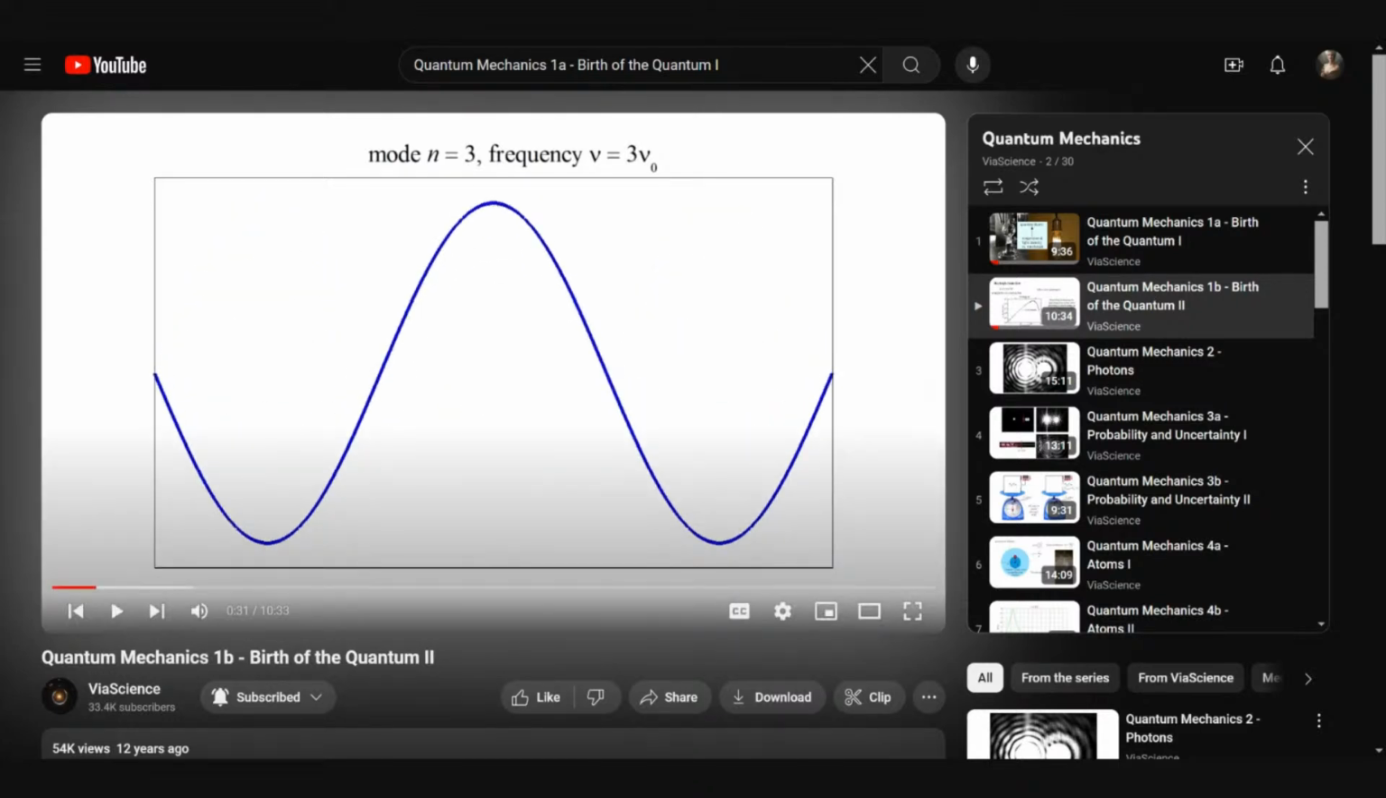We call these standing waves. Is the first one a standing wave? I guess the first one, yeah, these are standing waves. All three, these are all standing waves.